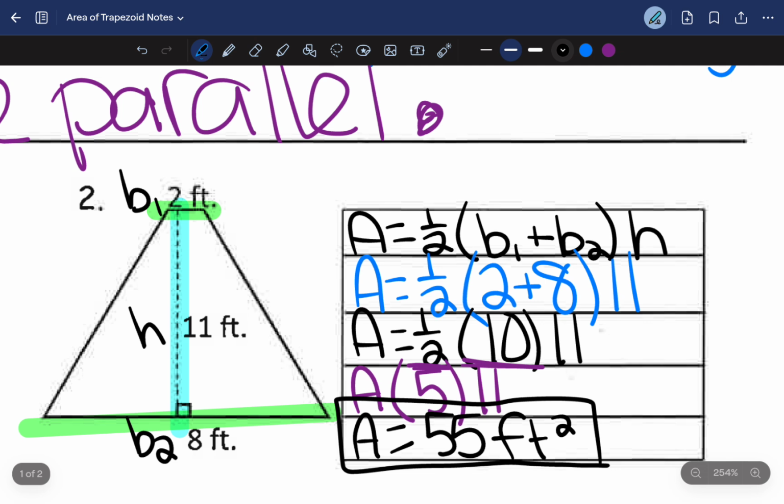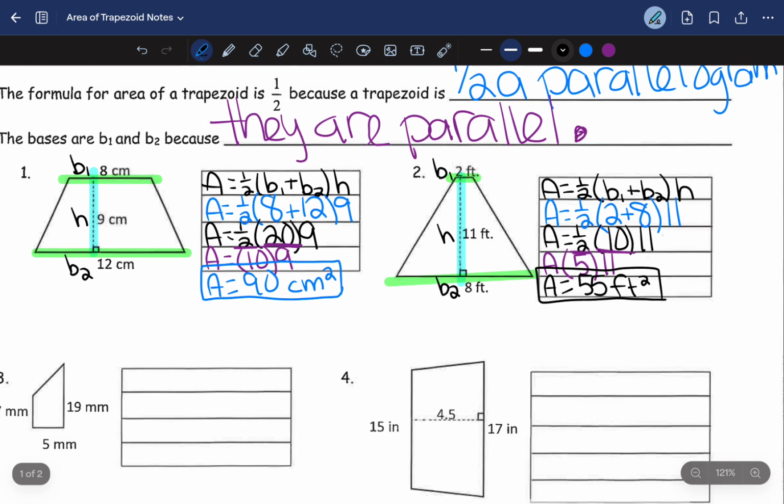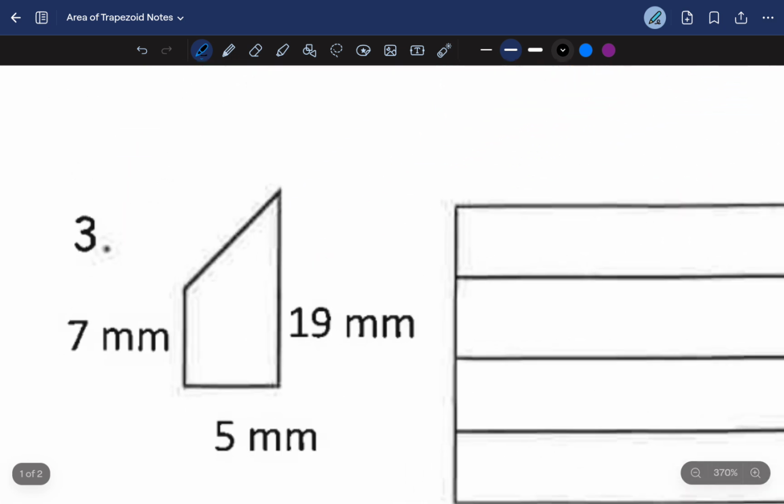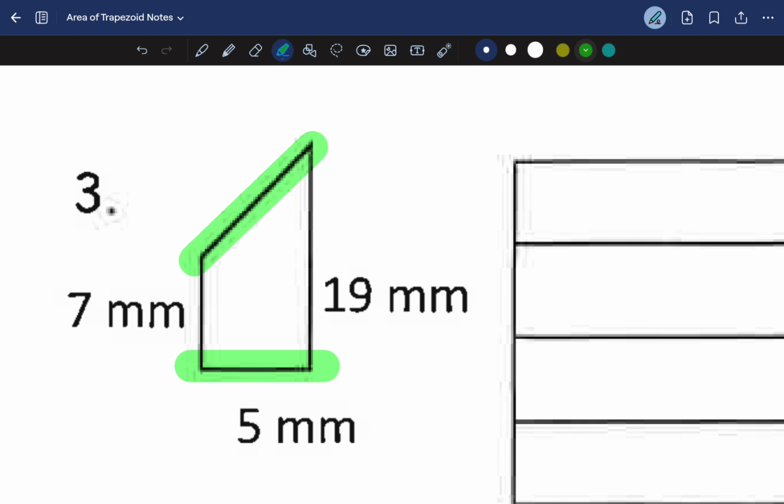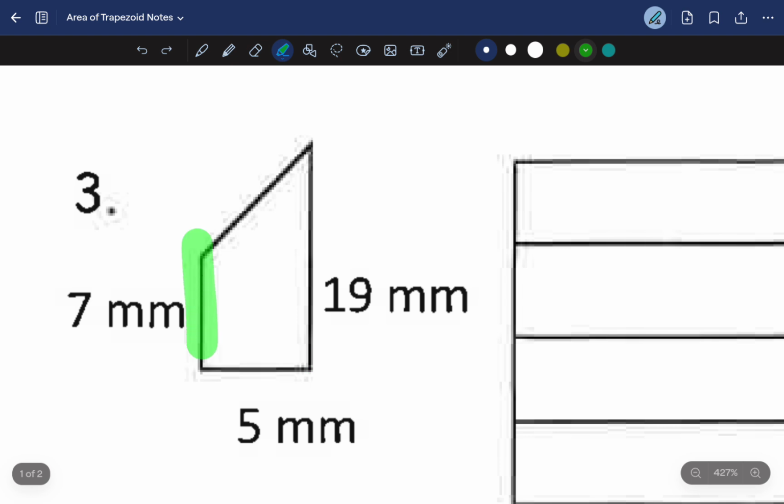Okay. Let's go ahead and take a look at the next one. We're not going to solve it, but it is sideways. So remember, you can always turn your paper if you want to, so that way you can see what's parallel and what's not. Now looking at this, if I say 5 and this one are the bases, well, eventually if I extend this line, it's going to intersect with that line. So that's not parallel. Remember, parallel means two lines that will never intersect. So it's going to be 7 and 19.